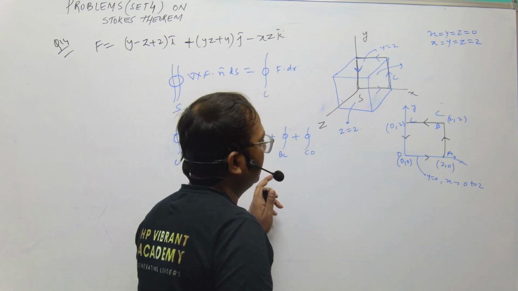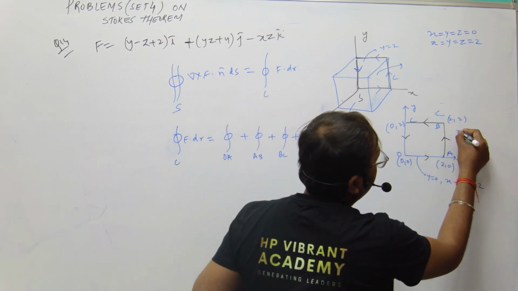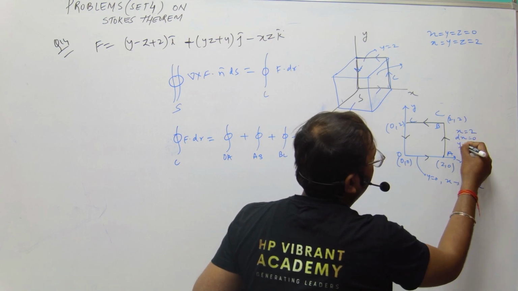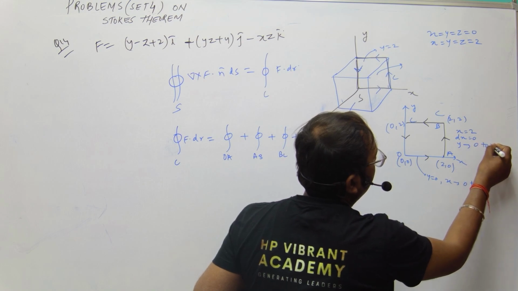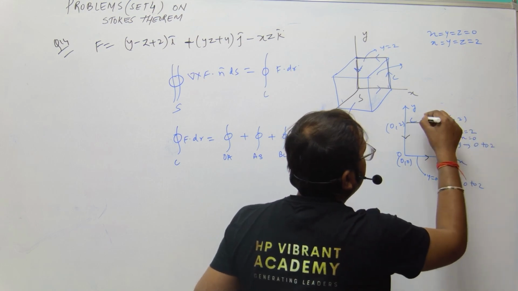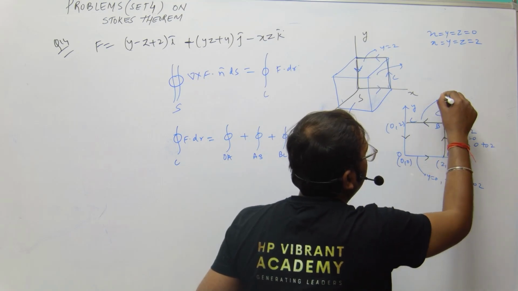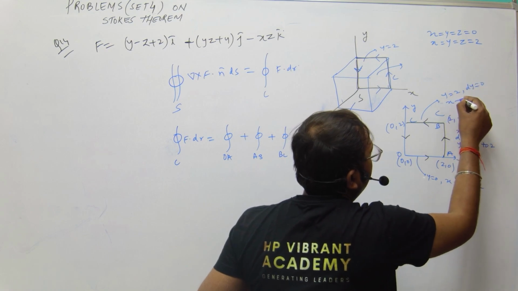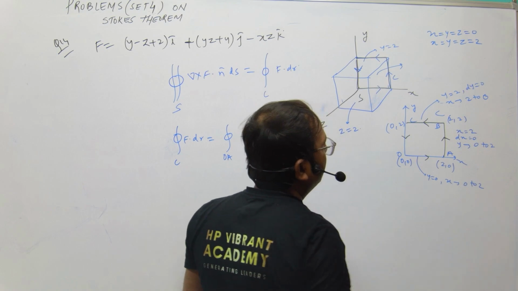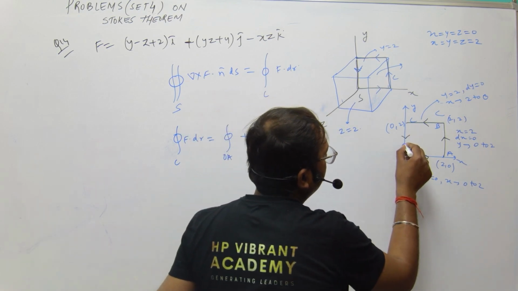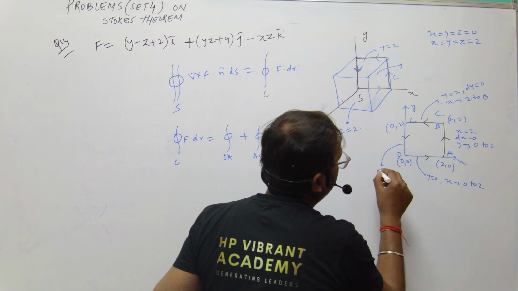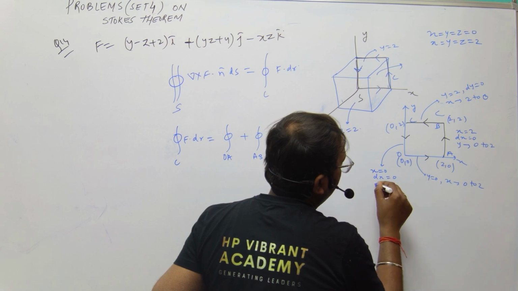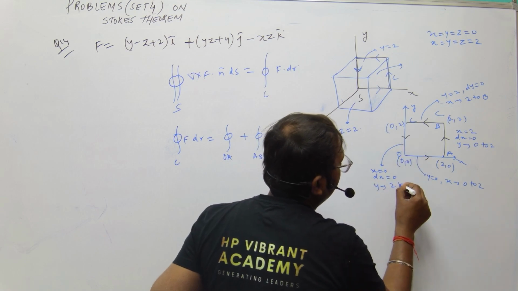Okay, now on AB we have x is equal to 2 and dx is equal to 0, and y varies from 0 to 2. On BC we have y is equal to 2, dy is equal to 0 and x varies from 2 to 0. On CO we have x is equal to 0 and dx is equal to 0, and y varies from 2 to 0.